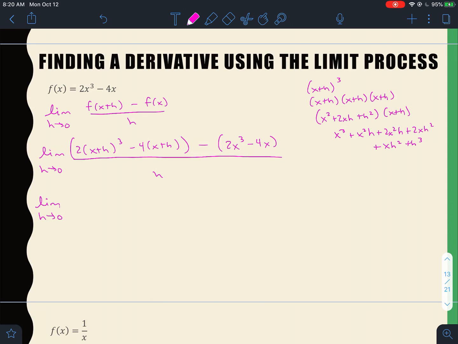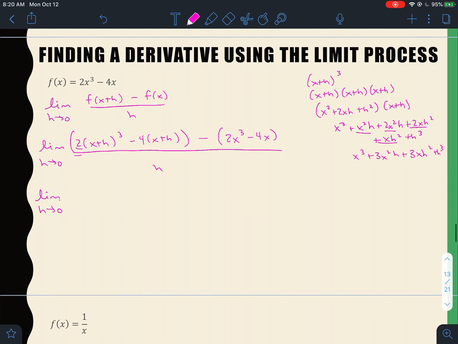So I get the limit as h goes to 0, and then if I combine like terms, I get x³ + 3x²h + 3xh² + h³, and then I'm going to multiply all of that by that 2 out in front. So I'm going to get 2x³ + 6x²h + 6xh² + 2h³. And then I'm going to distribute this. So minus 4x minus 4h.